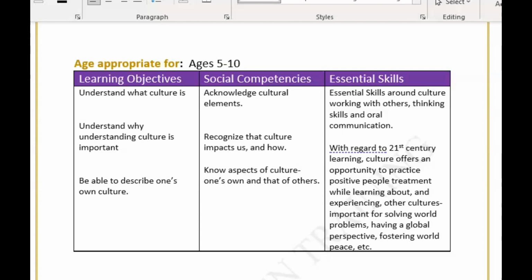And for this lesson, we want ages 5 to 10 to understand what culture is, to understand why it's important, and to be able to describe their own culture. These lessons are intended for the age 5 to 10 group, but there are some very good sources and resources, some books, some activities that can easily be adapted for older children or even adults, depending on the situation and context.